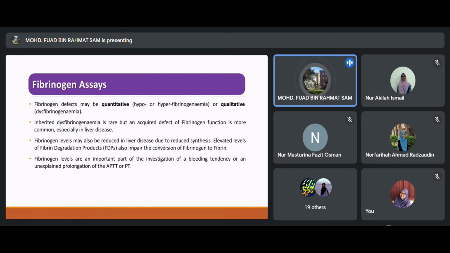When I talk about the FDP or fibrin degradation products, it is a substance that remains in your bloodstream after your body dissolves a blood clot.